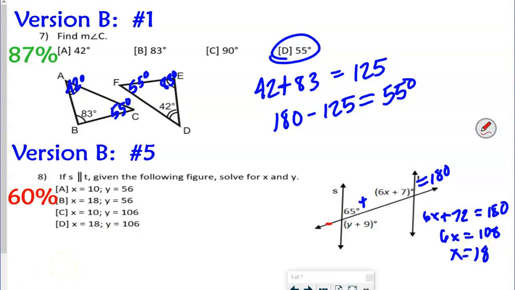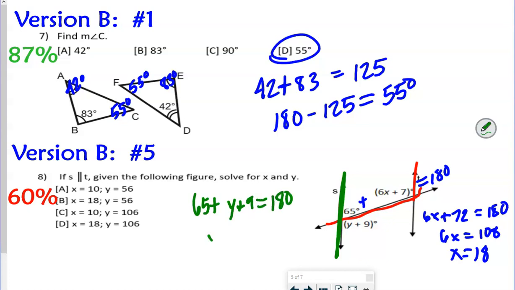So again, those two formed a same side interior. Remember, they're not the same shape. Because they're not the same shape, we add them together, set them equal to 180. Now notice here, we now have a pair that form a line, don't we? So we're now going to solve for our y by doing 65 plus y plus 9 equals 180, right? Because those two form a line.